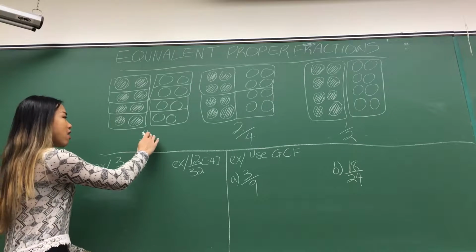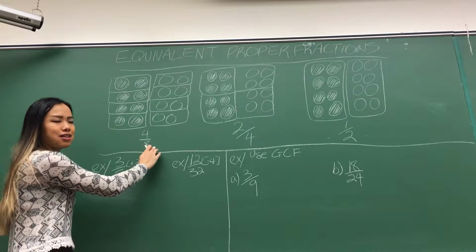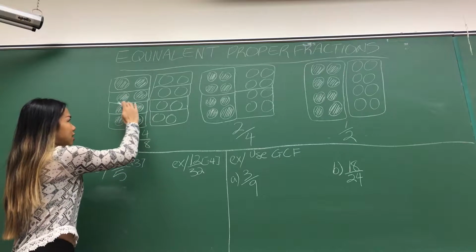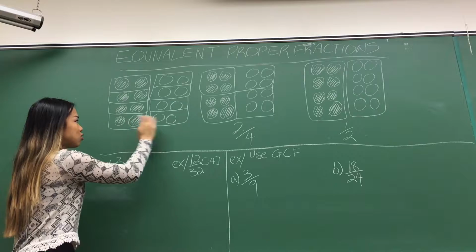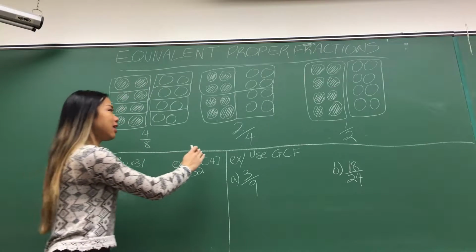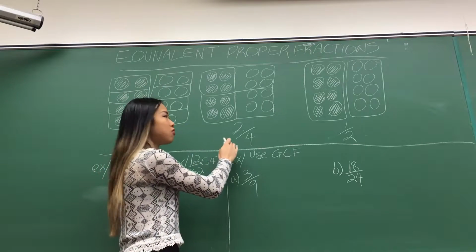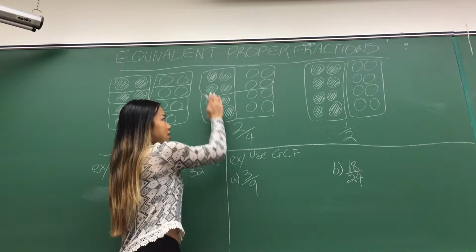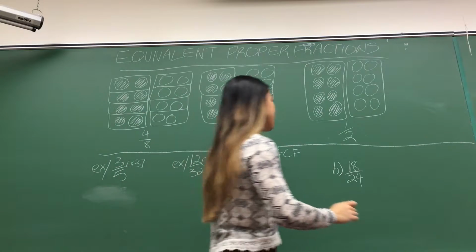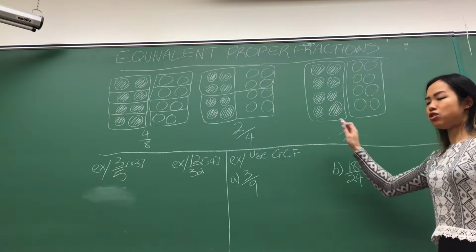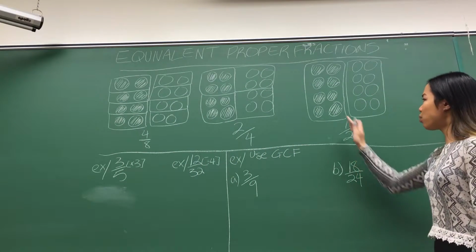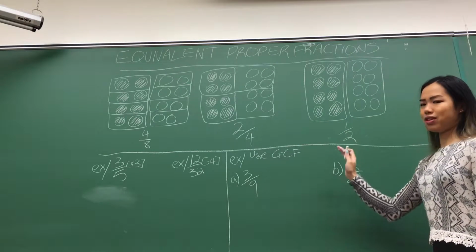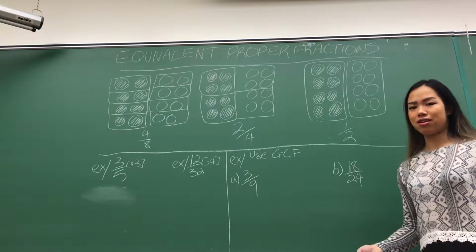So here I have 4 groups of 2. I group these into pairs to get 4 that are colored in, and then 8 groups in total. Here I have 2 groups of 4. So I have 4 groups in total, but I have 2 that are colored in. And then lastly, for 1/2, I have 2 groups in total, but only one of the groups is colored in. So all of these are equivalent. It's just the way I group them that is different.